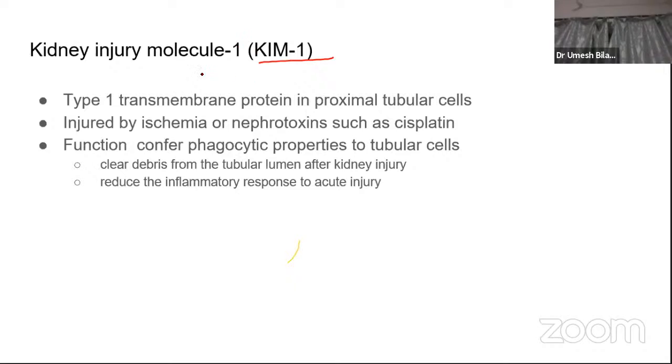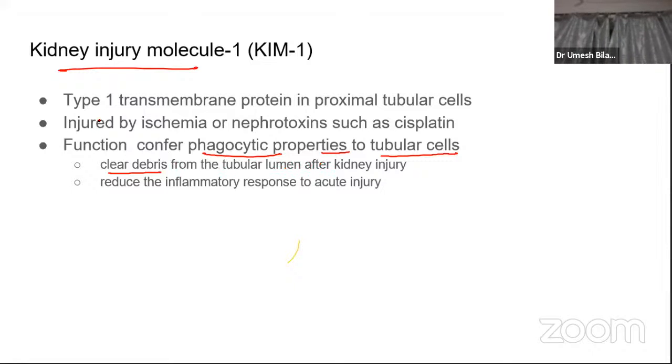Kidney injury molecule KIM-1 is a type 1 transmembrane protein in the proximal tubule cells. It is injured by ischemia or nephrotoxins such as cisplatin. Know this: KIM-1 is for ischemia, whereas NGAL is for inflammation. Its function is the phagocytic property of tubular cells. It actually clears debris, the protein debris that falls inside the kidney, and reduces the inflammatory response to the acute injury. This is what it does.